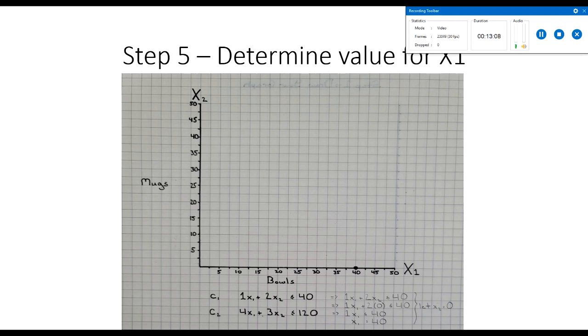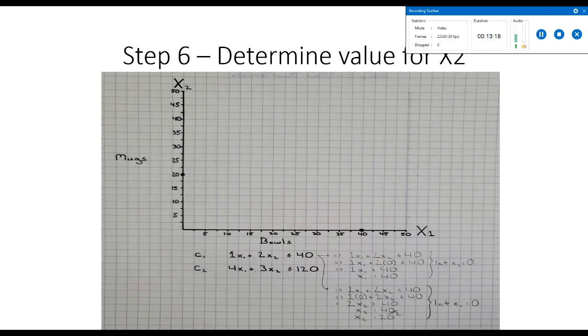Moving on, after I've found the value for x1, I repeat that process and I find the value for x2. And I've done that here. 1x1 plus 2x2 is less than or equal to 40. Let x1 be equal to 0. So 1 times 0 is 0. 2x2 is less than or equal to 40. For x2 we divide by 2. So 40 divided by 2, x2 is equal to 20. So where x1 is 0 right here, x2 is equal to 20. And I've indicated that with this dot right here.